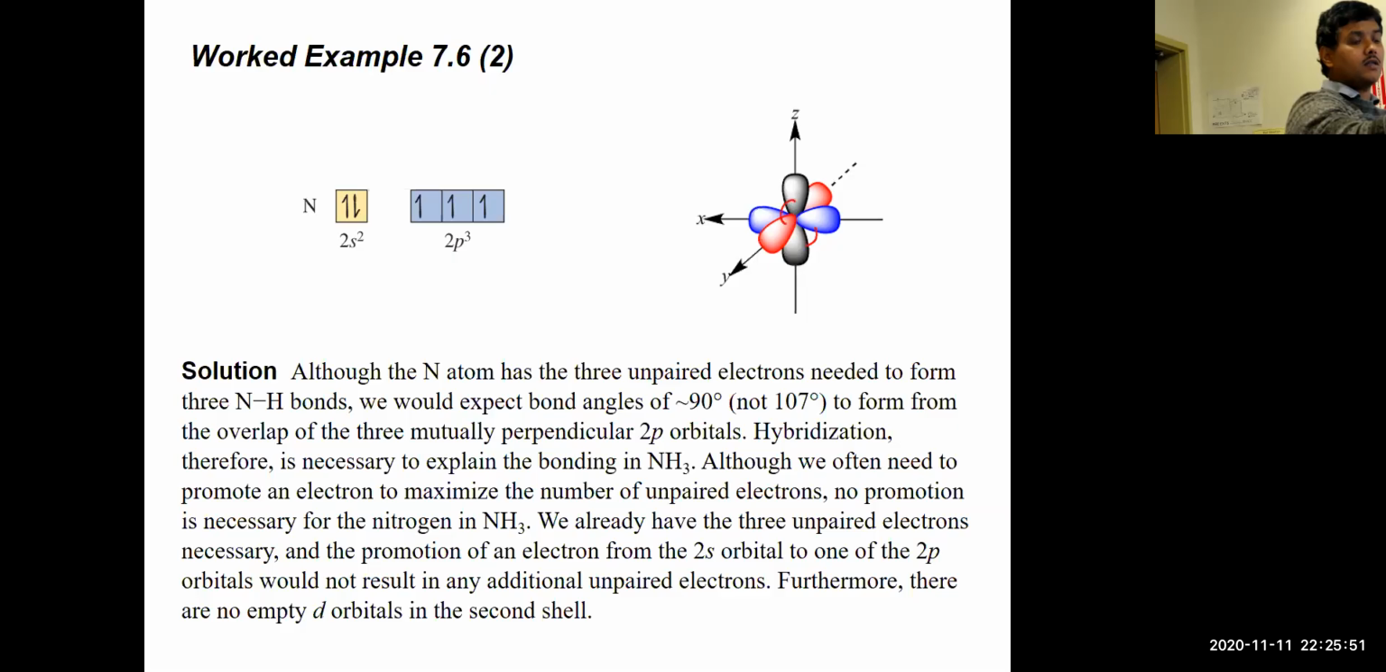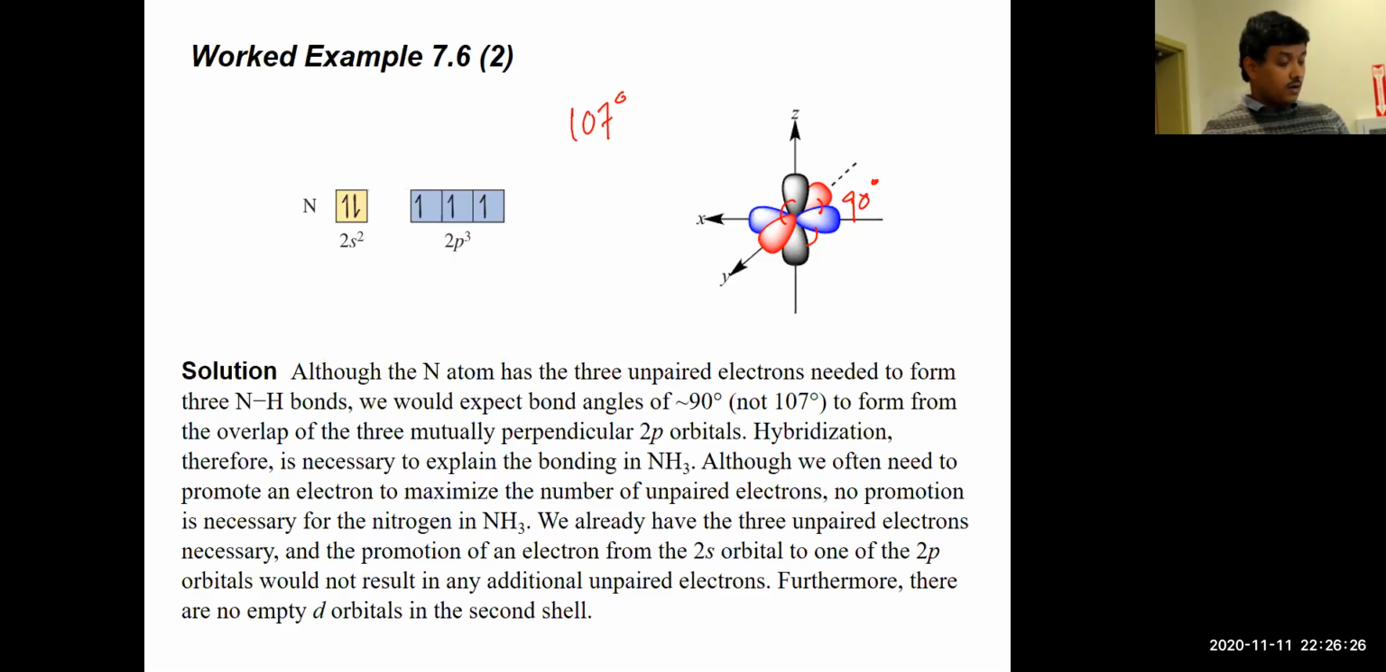So as a result, they should have the bond angle of just 90 degrees, because all 3 p orbitals are perpendicular to each other on the x, y, z axes. But it is not the case. We already know that NH3 has a bond angle of 107. So we have to come up with a reason to explain why it has 107, or approximately 109, but not 90 between nitrogen and hydrogen bonds.